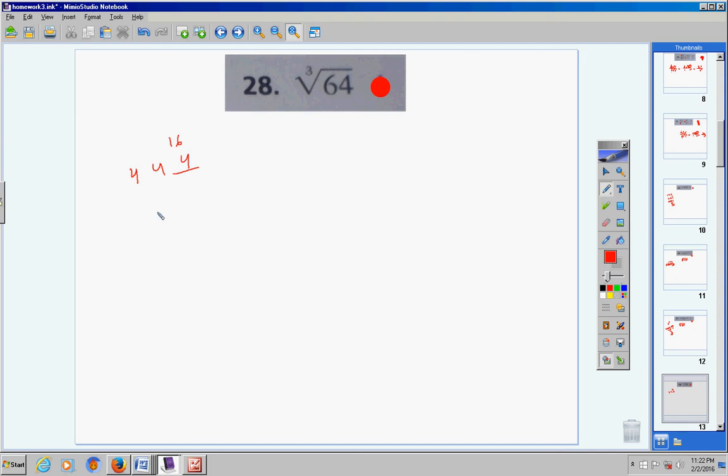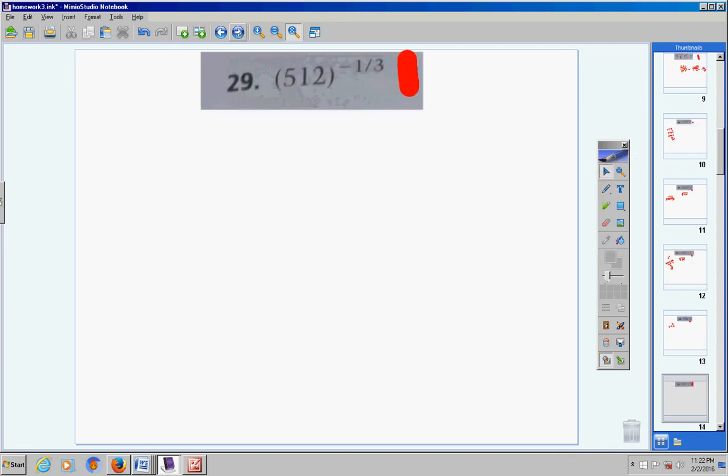2 times 2 times 2, that's not big enough. 3 times 3 times 3, not big enough. 4 times 4 times 4, and there it is. So the cube root of 64 is 4. Alright. Number 29. Okay, now be careful here.